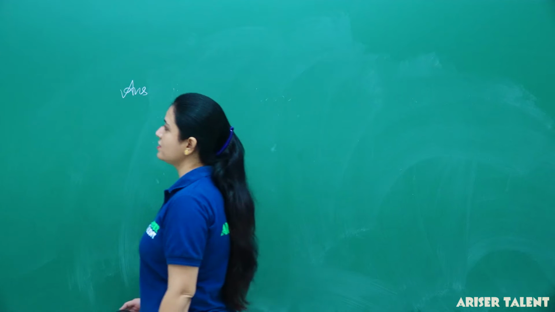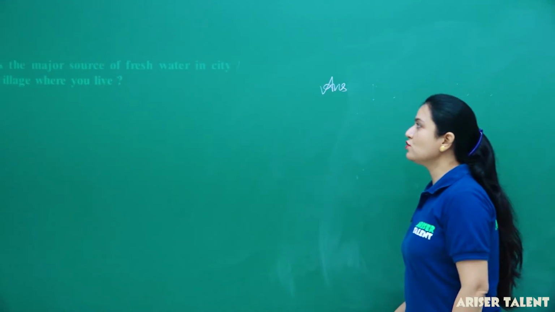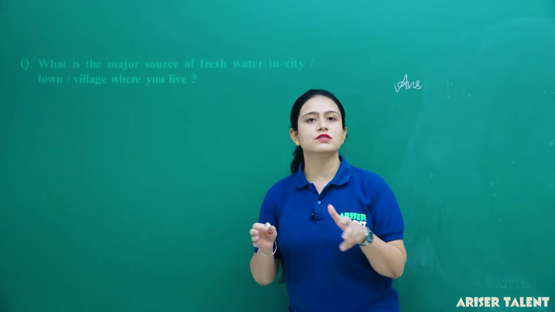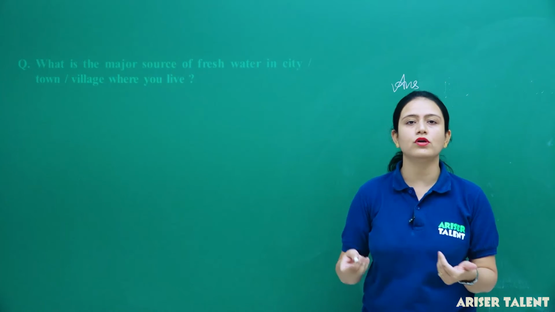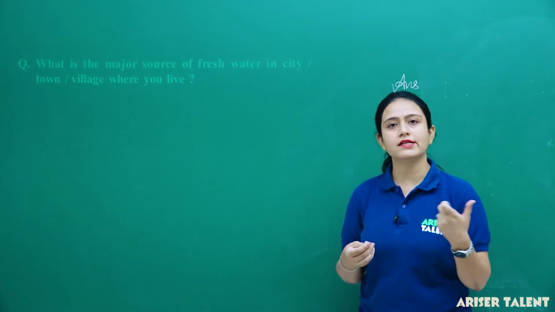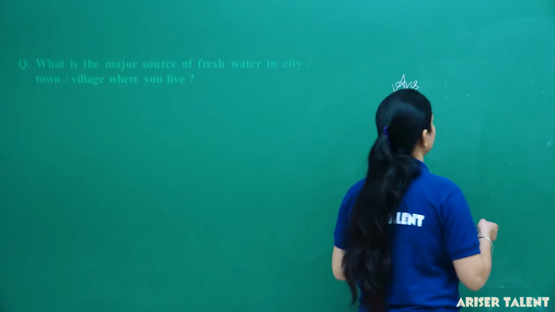Okay, so this was all about global warming. Now next is, what is the major source of fresh water in the city, town, village where you live? The major source of fresh water is underground water. Beside it, we can get the water from the rivers, tube wells, ponds, lakes, etc. Okay, so here we go with the answer.